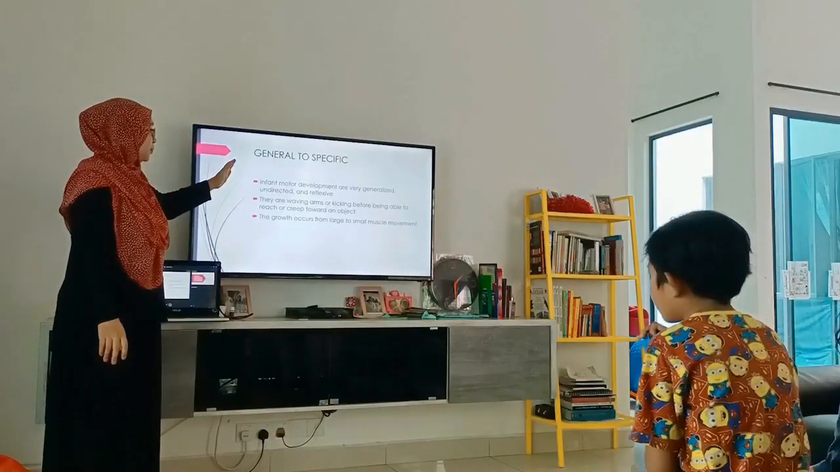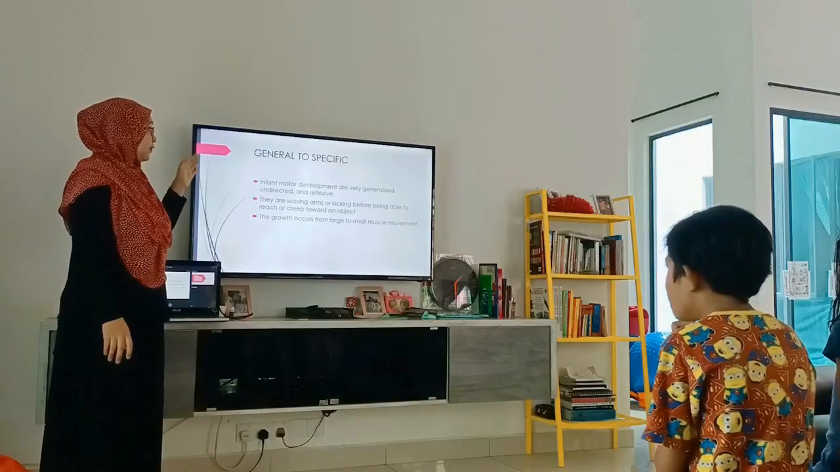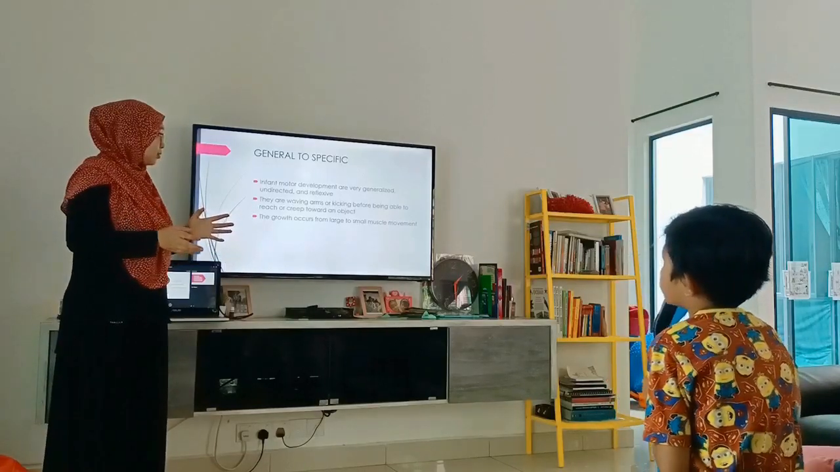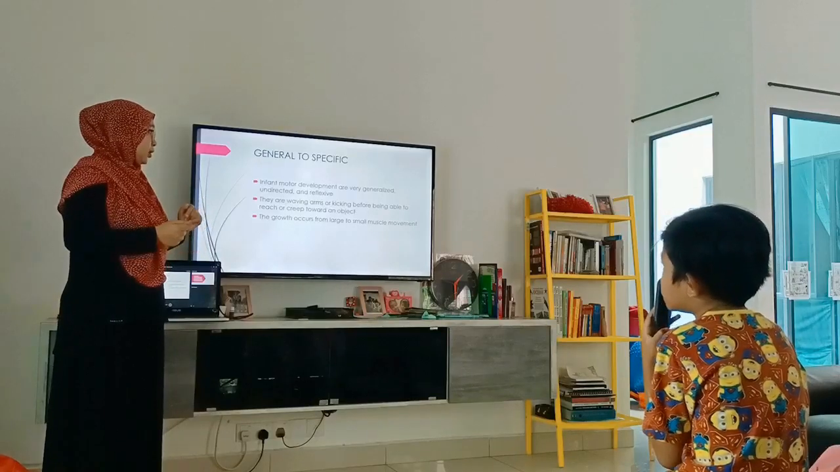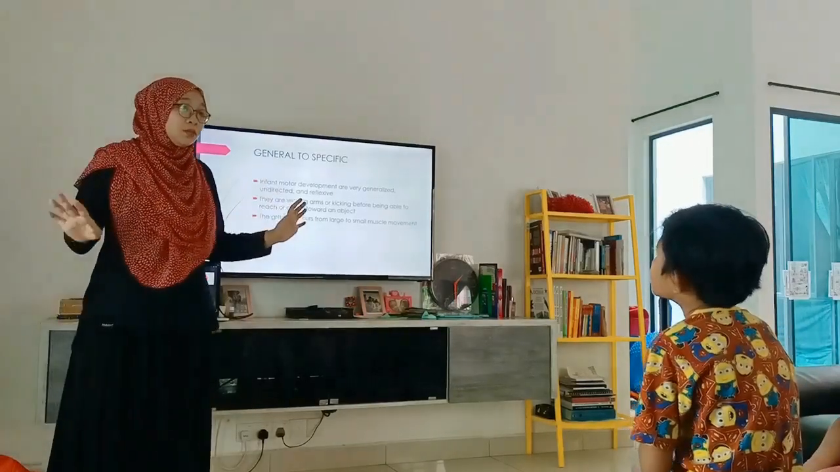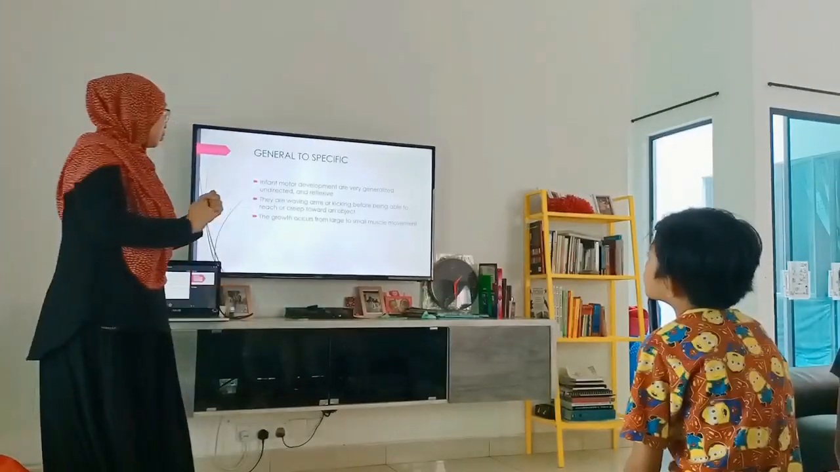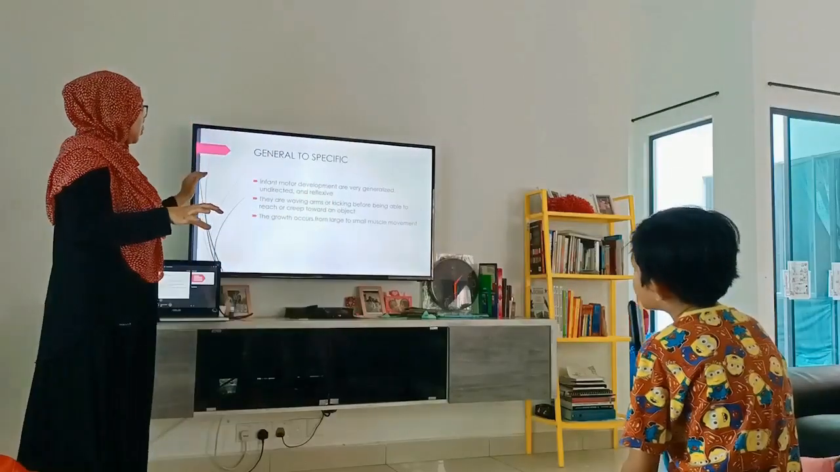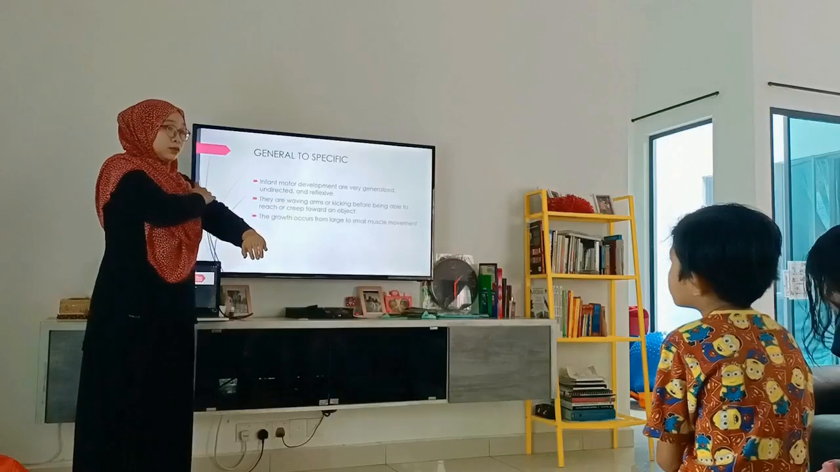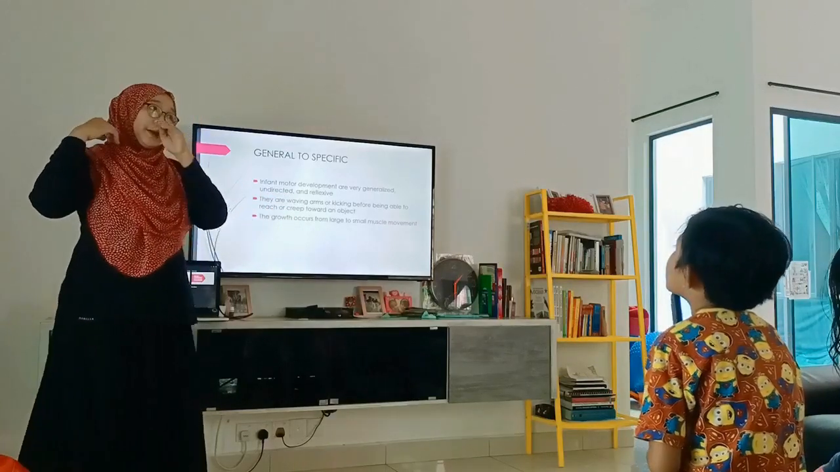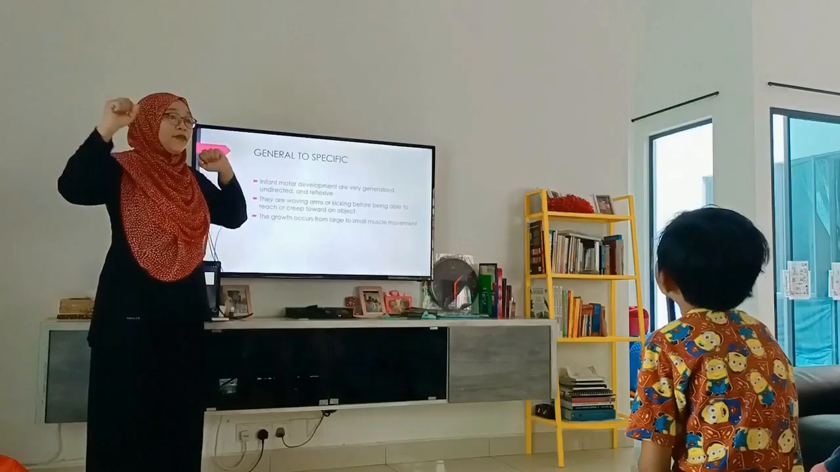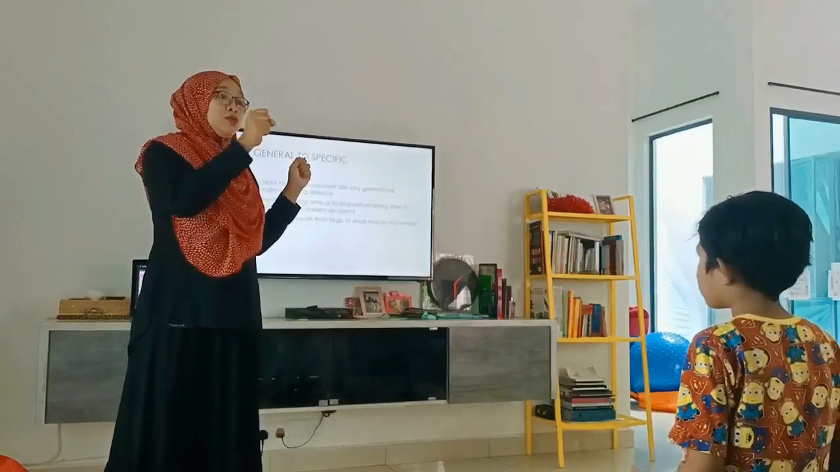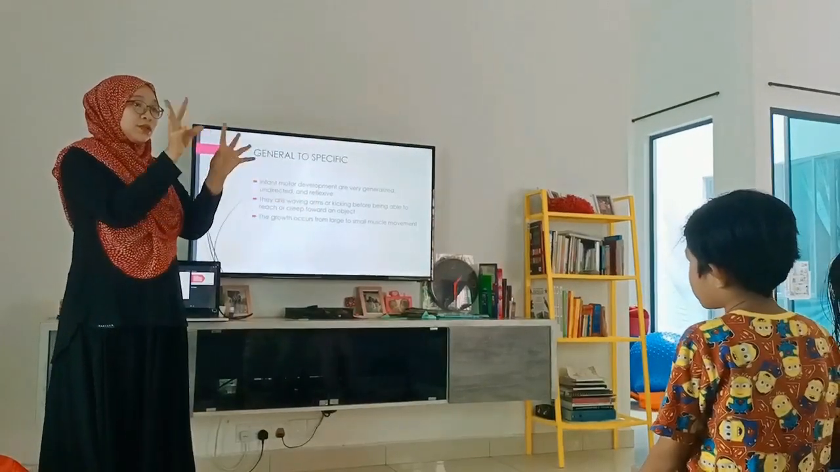The last principle is general to specific. Infant motor development is very generalized, undirected, and reflexive. They are able to wave the arm and kick the leg before they are able to reach and grip for an object. The growth occurs from large muscle to small muscle. That's why they are able to wave the arm first before they can reach or pull an object, from the big muscle to the small one.